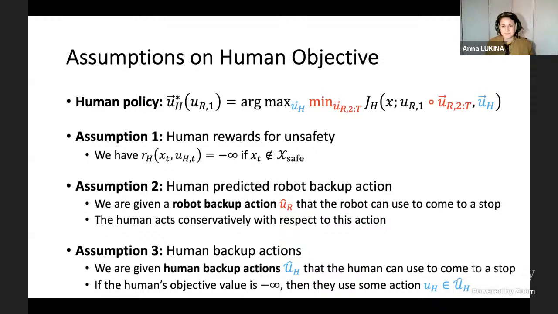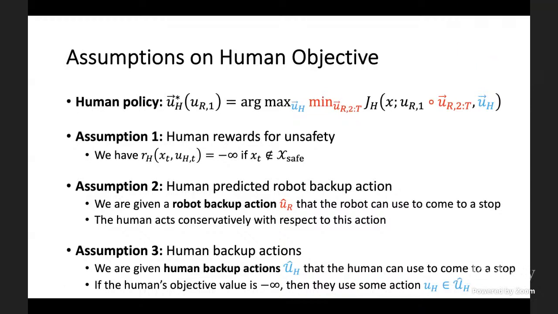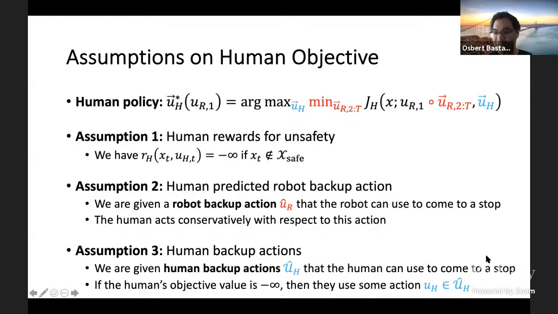But in general, if there's some state that the robot wants to avoid, but the human doesn't, that does make the problem more difficult, because you can imagine then that the human could even act adversarially and try to drive the system into that behavior. So this is a pretty important assumption. Right. Okay. Yeah, that's a good point. Okay, are there any other questions before I continue?